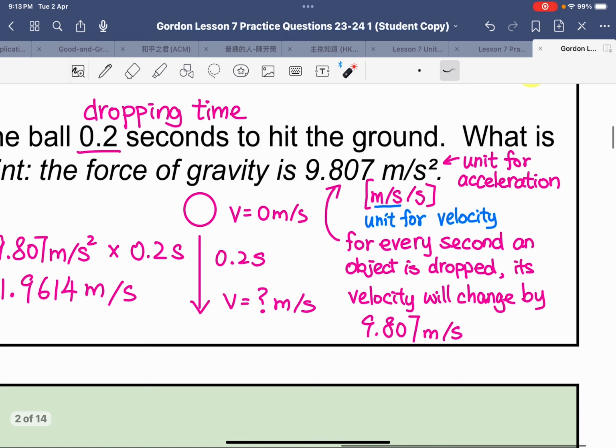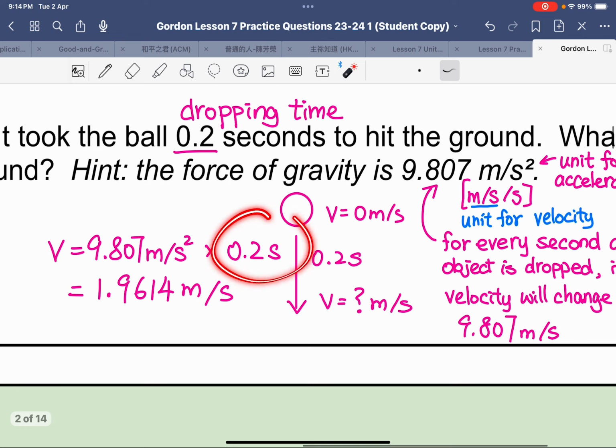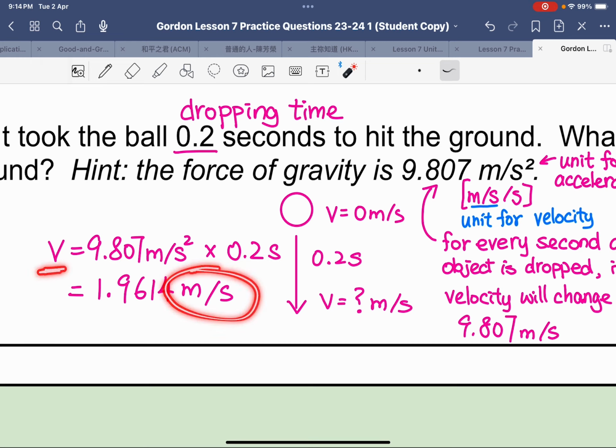Now, we're not going to let it drop for 2 seconds. Instead, we only let it drop for 0.2 seconds. So we're going to do the same thing: 9.807 times 0.2 seconds, because that's how long you allowed it to drop for. And you're going to have your unit of measurement right here. And this, you would know that it is actually velocity.